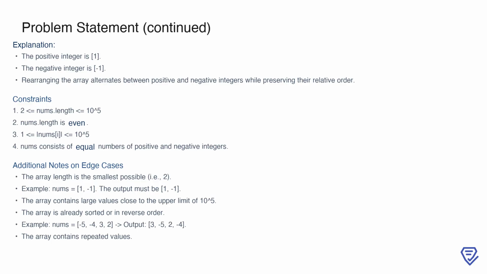Now, let's consider the constraints of the problem. First, the length of the array is always even and ranges between 2 and 100,000. Second, the absolute value of each integer in the array lies between 1 and 100,000. Lastly, the array always contains an equal number of positive and negative integers, ensuring that a perfect alternation is always possible. These constraints guarantee that the problem is well defined and that a valid solution will exist for all inputs.